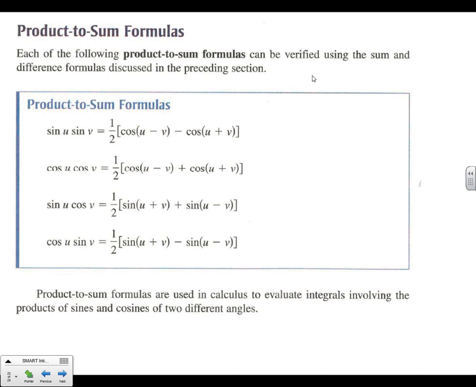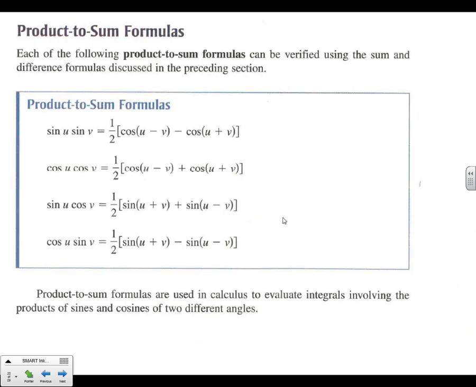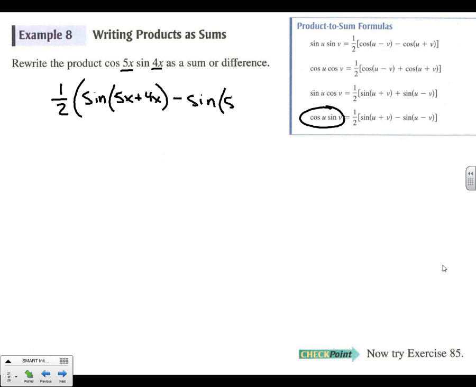All right, so product to sum, we do need to take a look at this one. New formulas here, product to sum formulas. So we have all these down. Pause this for a second and get them. And let's use them. Cos 5x sine 4x. So cos then sine is this formula. We're just going to plug it in. 1/2 sine of u plus v minus sine of u minus v.